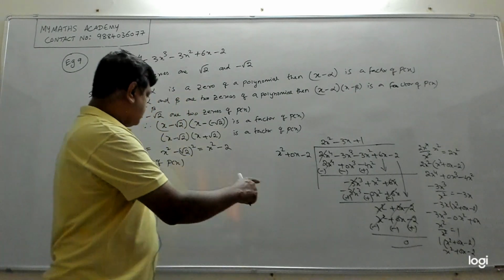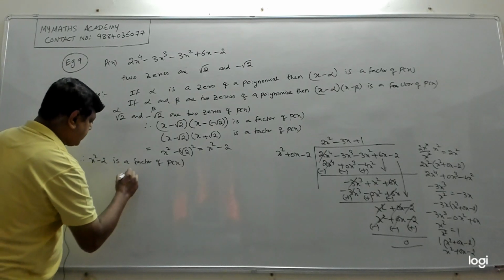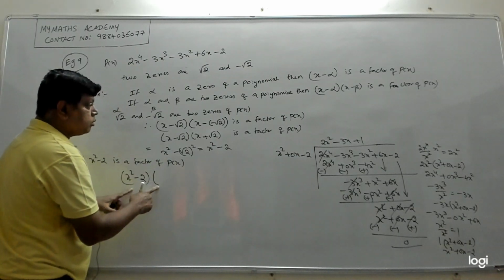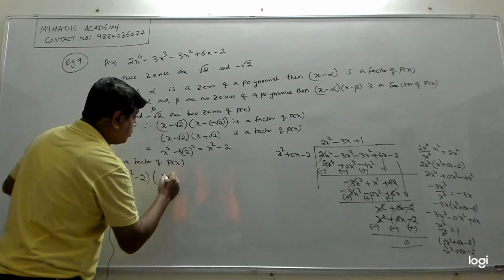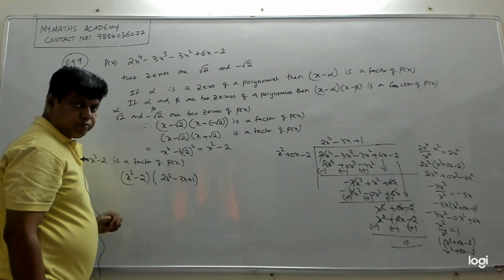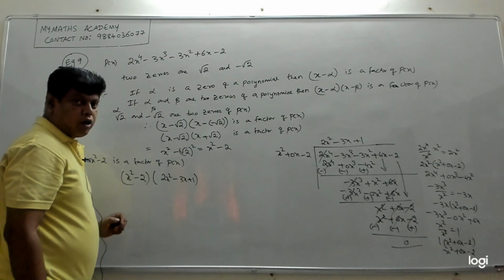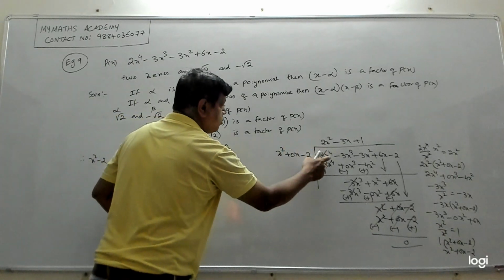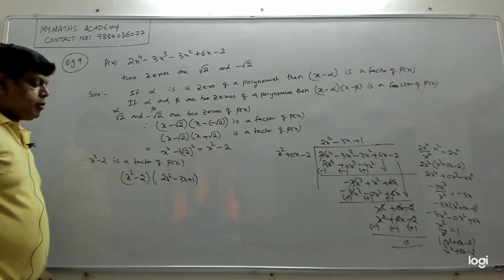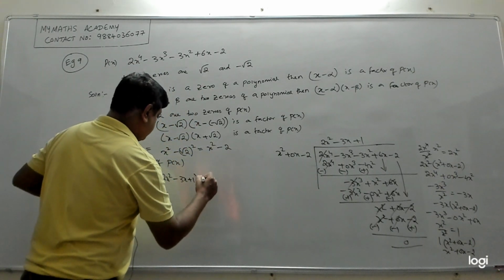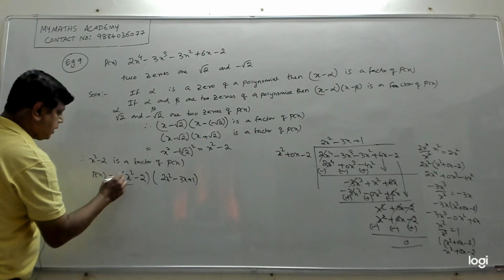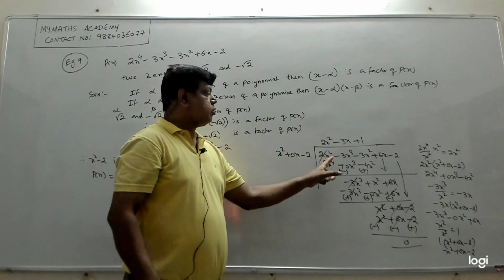Now what we have got is here after we do the long division. So now my p of x. Now I can say my x square minus 2, this polynomial, into this polynomial 2x square minus 3x plus 1, as per our division algorithm. So this into this plus remainder 0 will give you my p of x. So my p of x can be written as this into this. This into this will give me this polynomial.